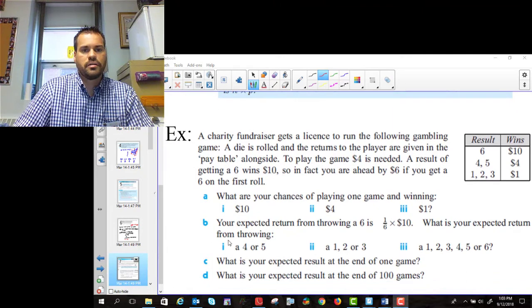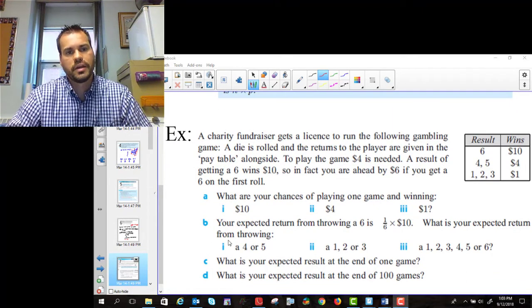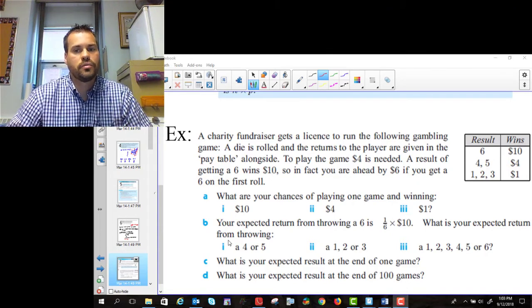So here's an example. A charity fundraiser gets a license to run the following gambling game. So if you roll a die, if you get a 6, you win $10. If you get a 4 or 5, you win $4. And if you get a 1, 2, or 3, you get $1. And it says that you have to pay $4 to play.